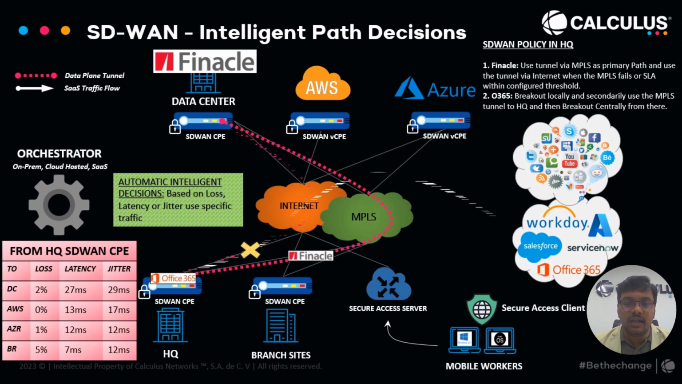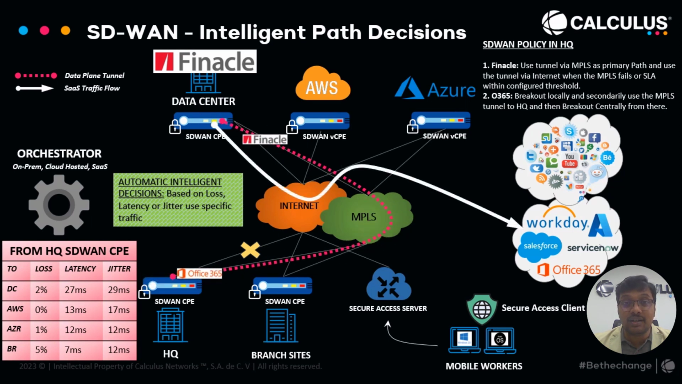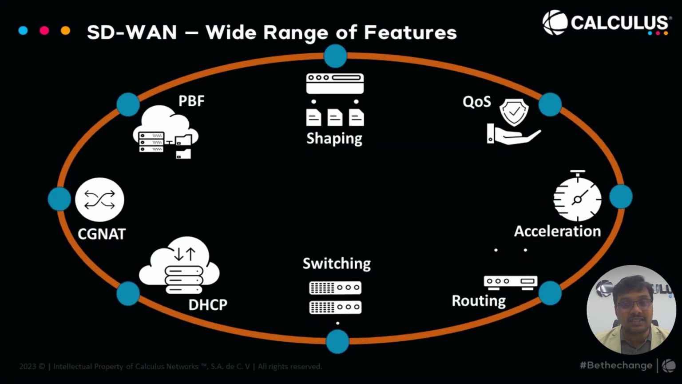Now, in case the internet link in headquarters is down or out of compliance, then the O365 traffic, which was breaking out locally via the direct internet path available in the headquarters, will now go via the MPLS tunnel, via the overlay in the MPLS transport to the data center, and then will break out from there. In general, SD-WAN has a variety of features available, starting with in-depth security, as we discussed already.